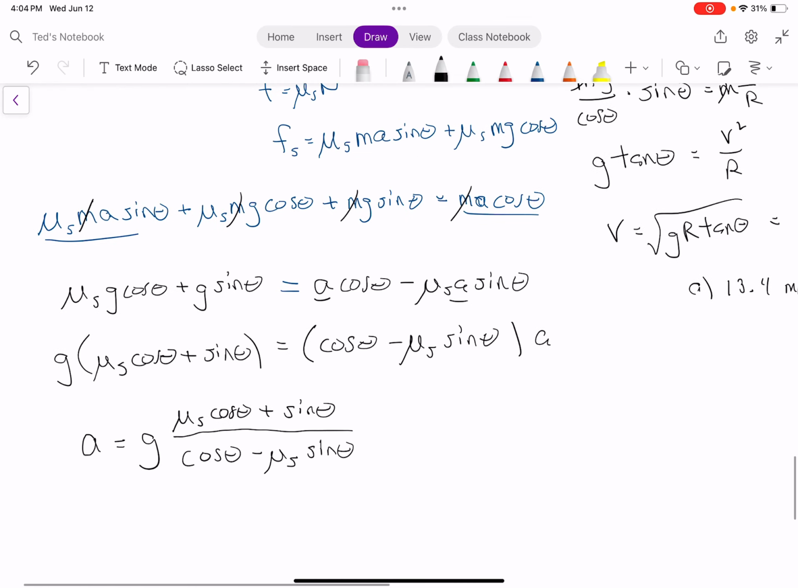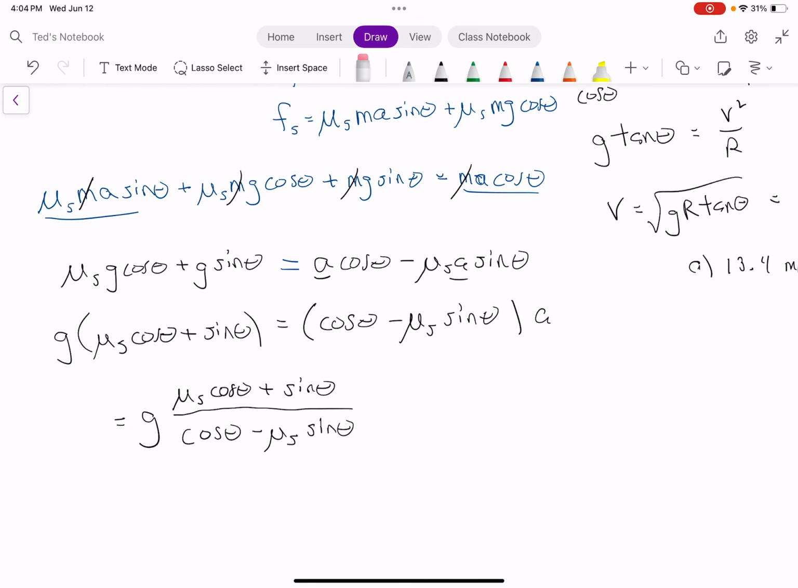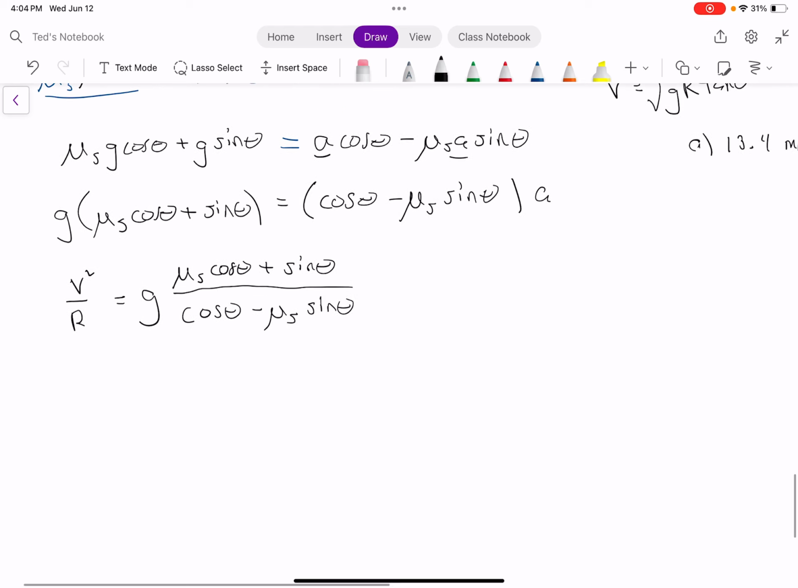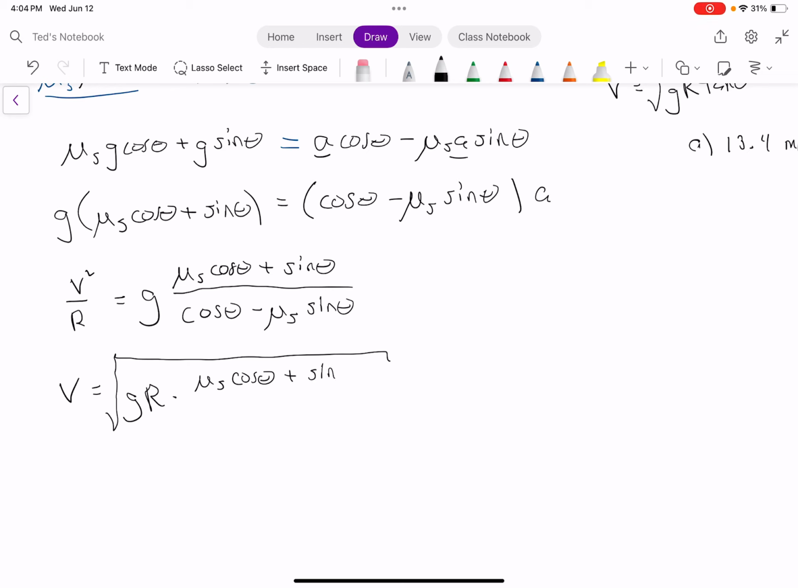Okay, so A is equal to v squared over r. So to find v, we're going to multiply both sides by r, and then we're going to take the square root. So v is equal to the square root of gr times mu s cos theta plus sine theta divided by cos theta minus mu s sine theta.